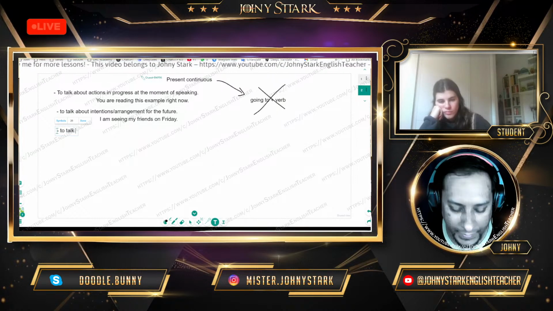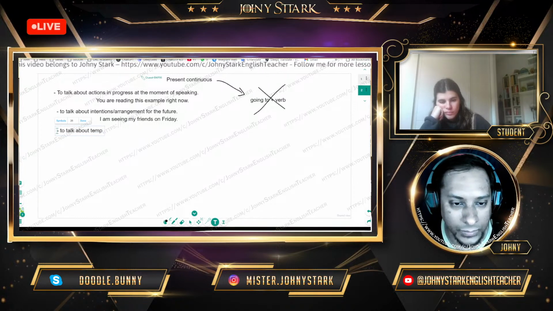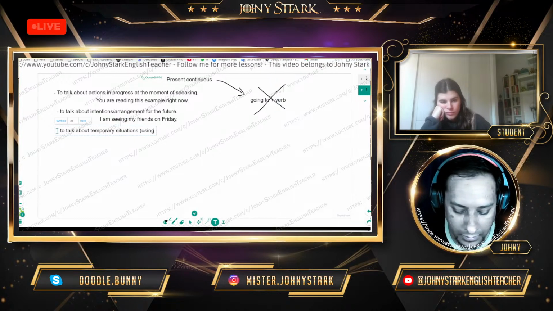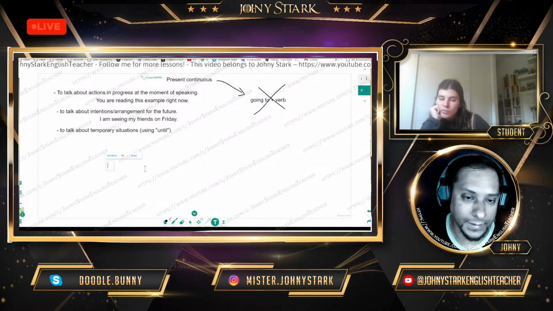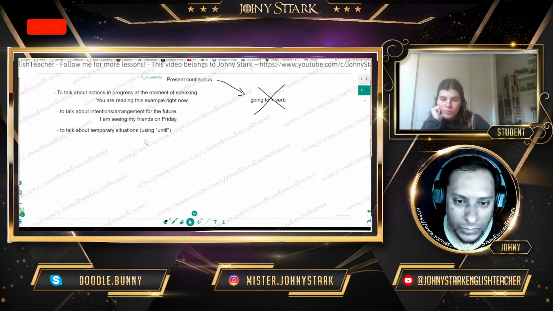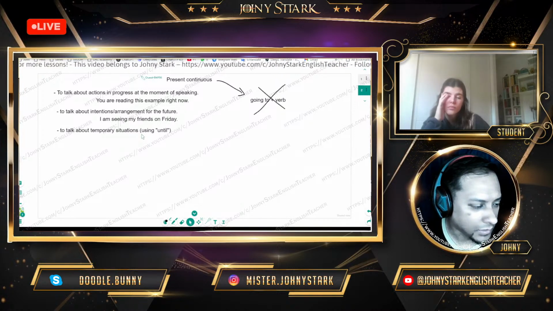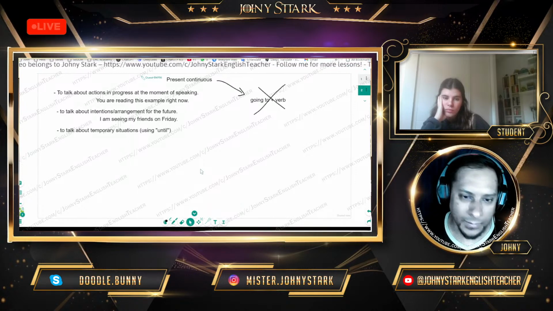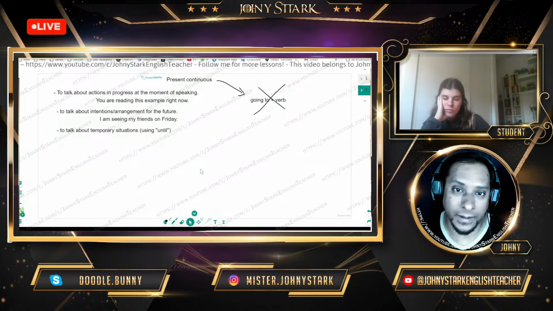The next use for the present continuous is to talk about temporary situations, using until. It's not an obligation either, but usually the case. Situaciones temporarias. When something is not supposed to happen in that way, it's not supposed to be normal. It's just to get out of the emergency. It's just for the moment. It's just for that time until things get better, until everything goes back to normal.